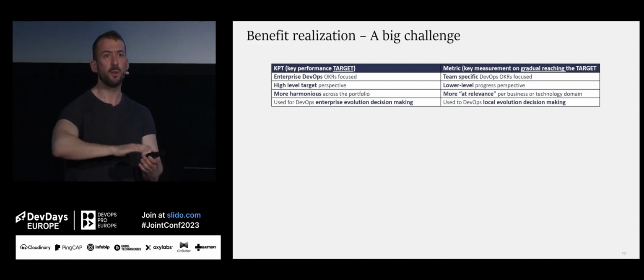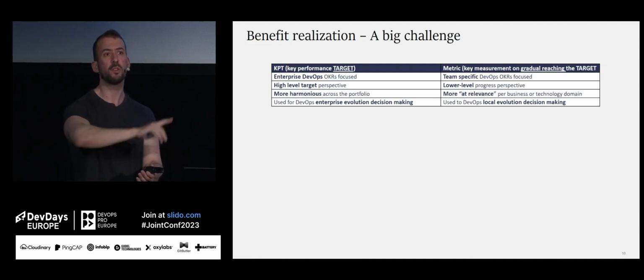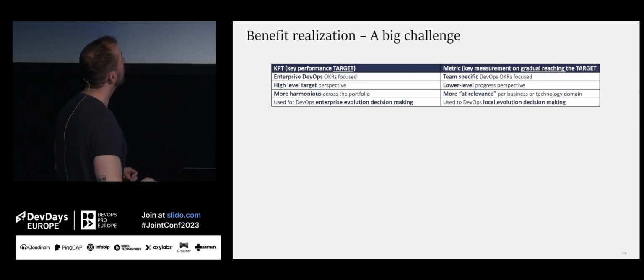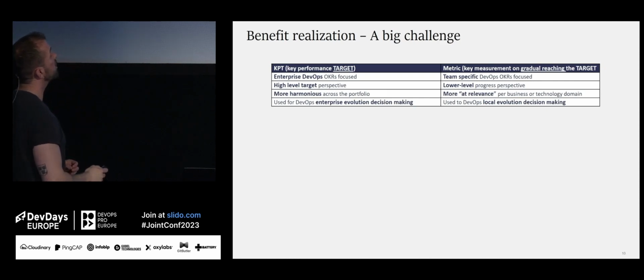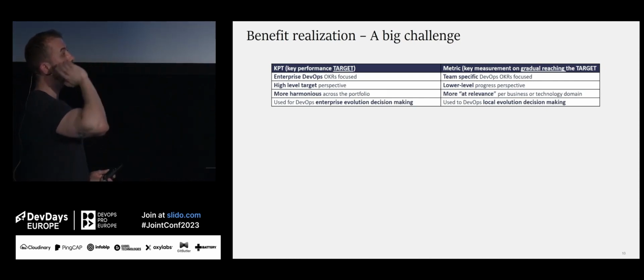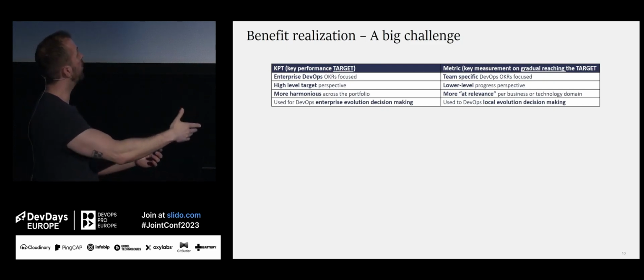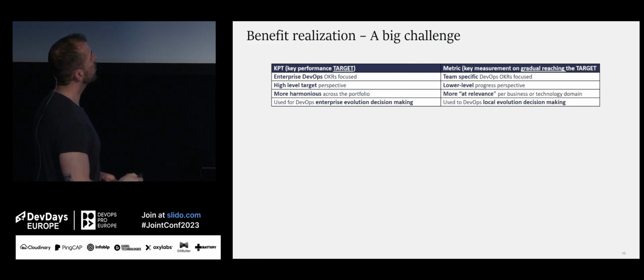The metrics are a little bit on business level. So basically, imagine our market's friends sitting down and seeing how release velocity is improving within their world. Then, from a high-level target perspective, this can tell you that you all need to reach that goal. Well, this is a little bit more low-level progress perspective. So how do we get there and how far are we? These are harmonious across your portfolio.